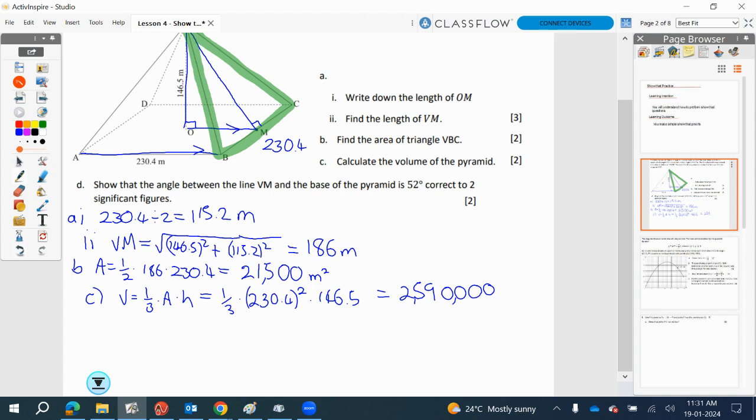Okay, show that the angle between VM and the base of the pyramid is 52 degrees. So this is the type of question I want to work with a bit today. I'll show that question. So we're looking for this angle here. Which formula should we use for it? We've got a right-angled triangle. So which side is this one here? Opposite. And this one? Adjacent.